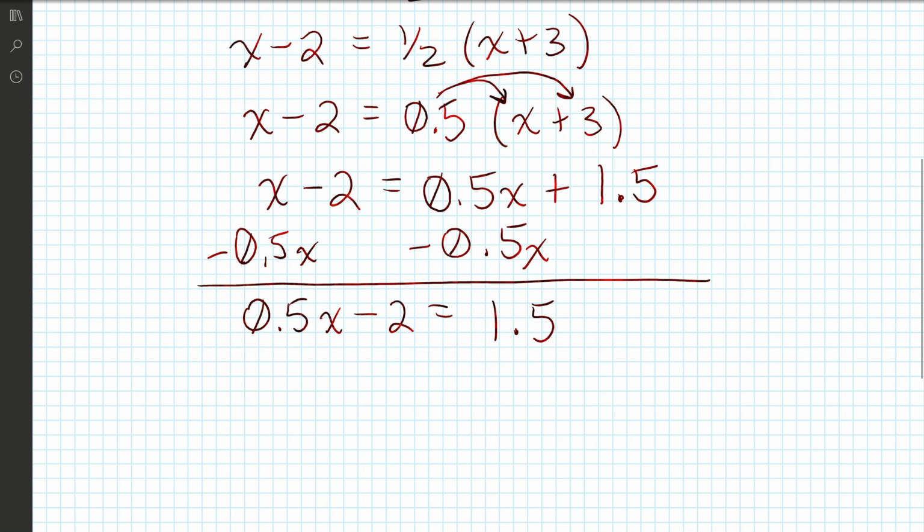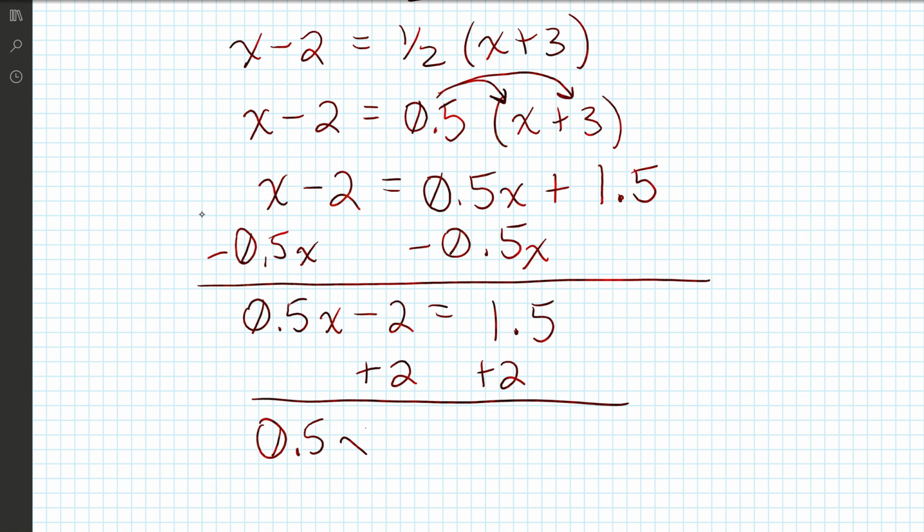All right, we're almost there. We need to move the constants over to the right. So I'm going to add 2 to both sides. Remember, when adding decimals, whole numbers get lined up. All the other place values get lined up as well. So you have 0.5x is equal to 3.5.